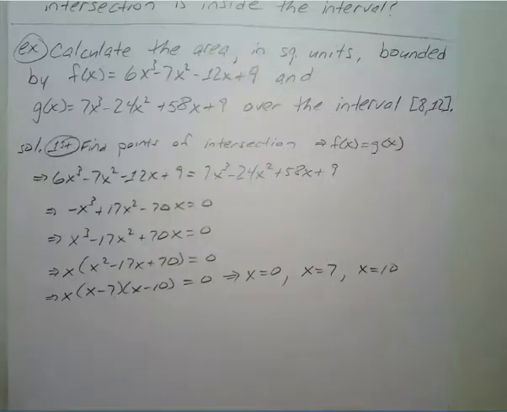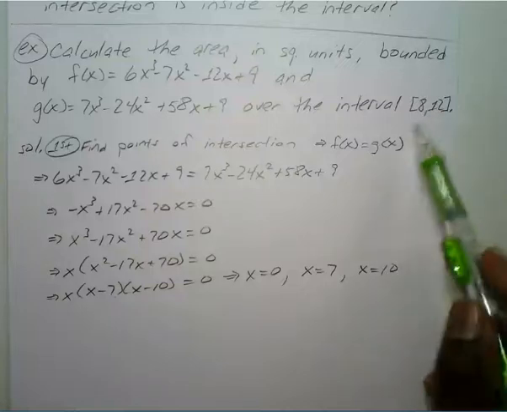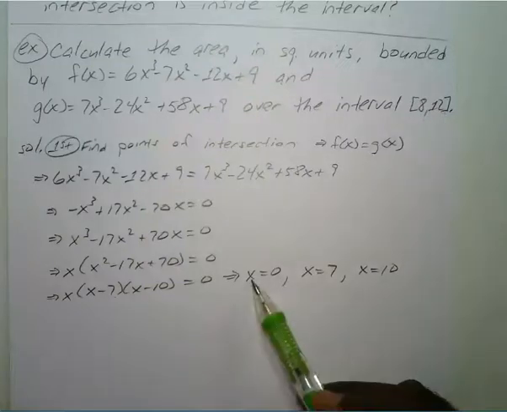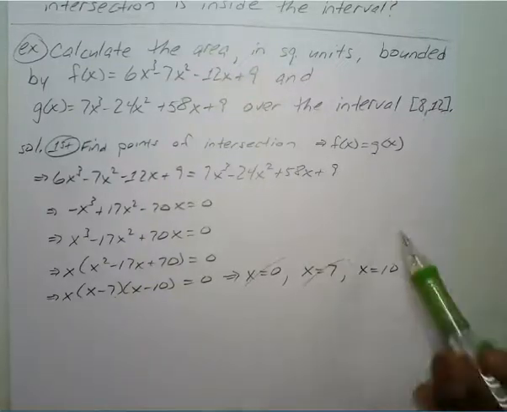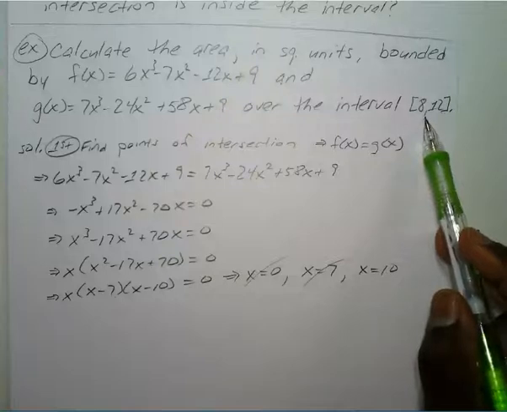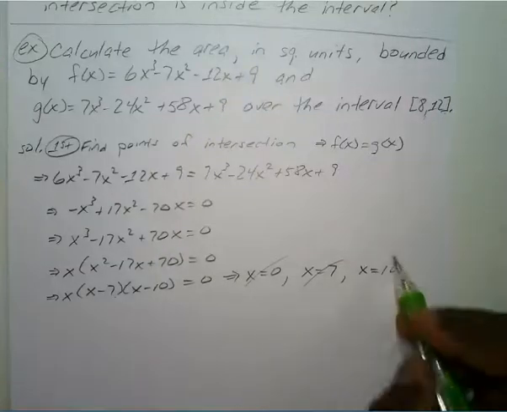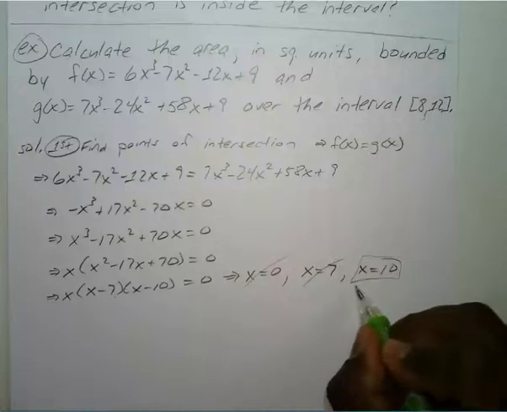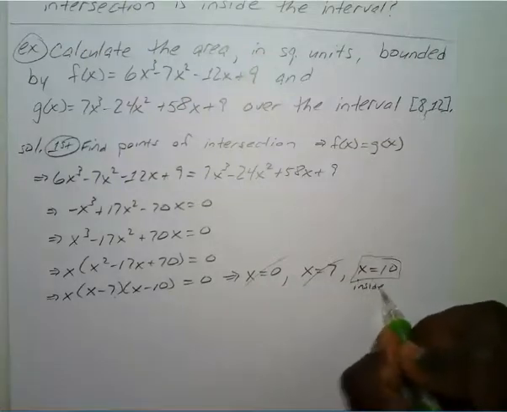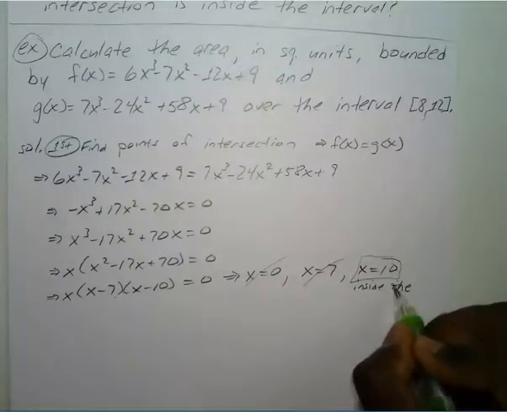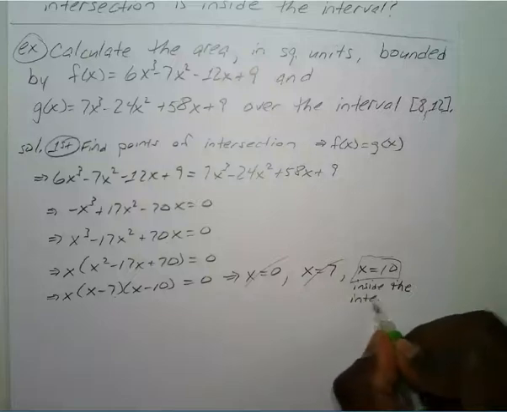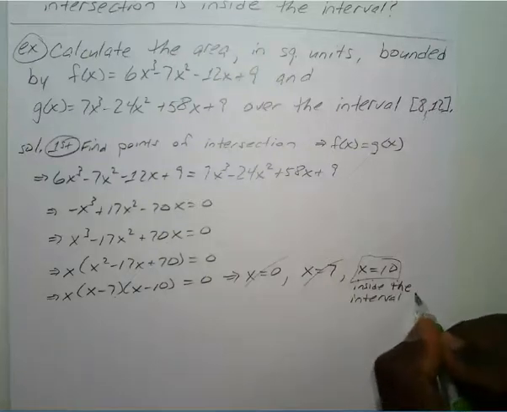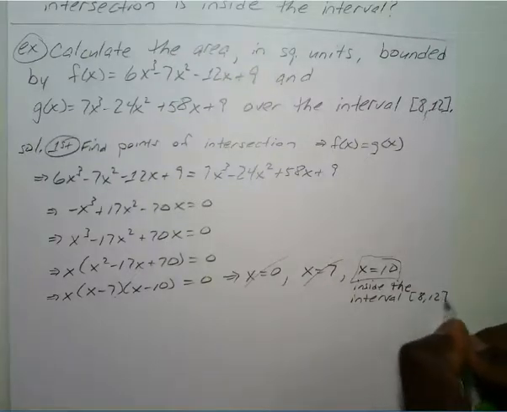So honestly, if you look for your interval from 8 to 12, x equals 0 and x equals 7 are not in that interval. So we don't even have to worry about those. This is the only one that's inside the interval, from 8 to 12.